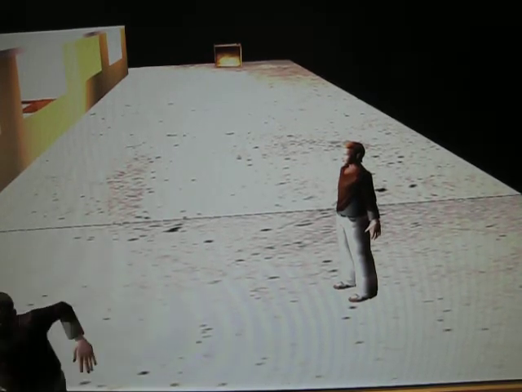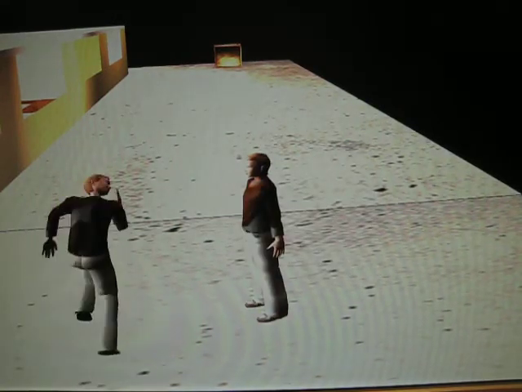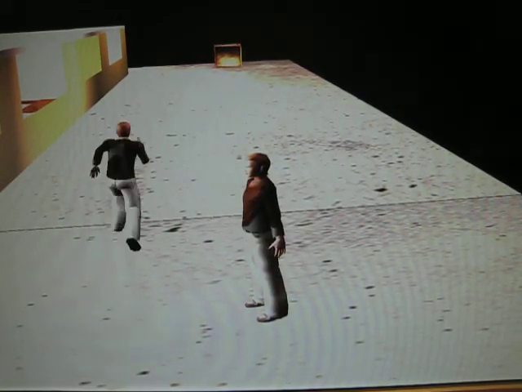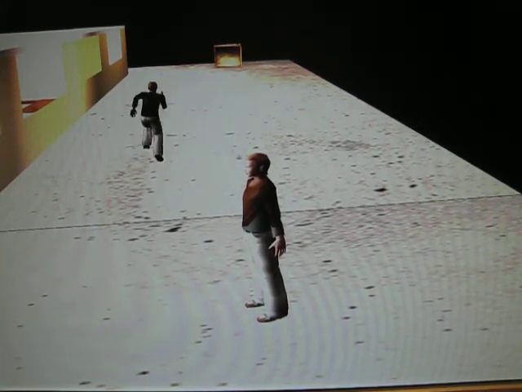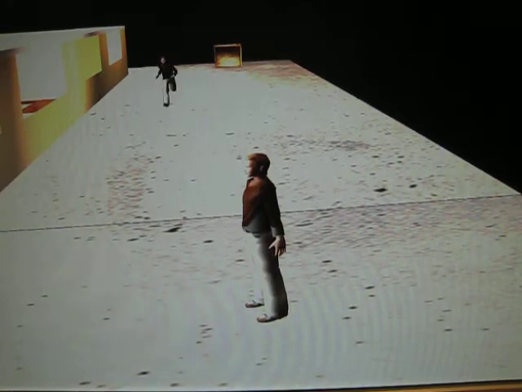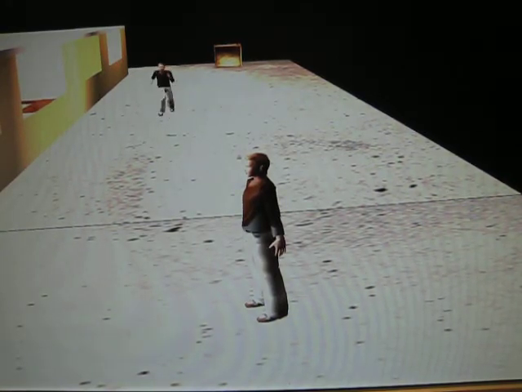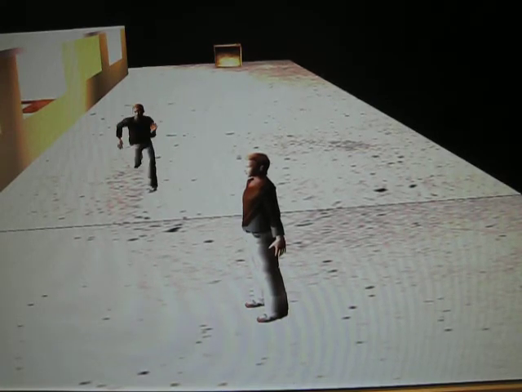I think he's out of the range, I'm sorry. But you will see that now he's in the range and he has started observing him. So he keeps on observing the keyboard controlled agent, or your avatar, until he is out of his range. Now he will again look at his face and keep looking at him for as long as he is in his range.